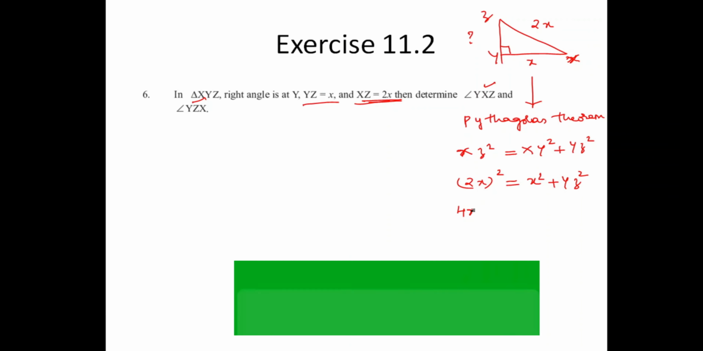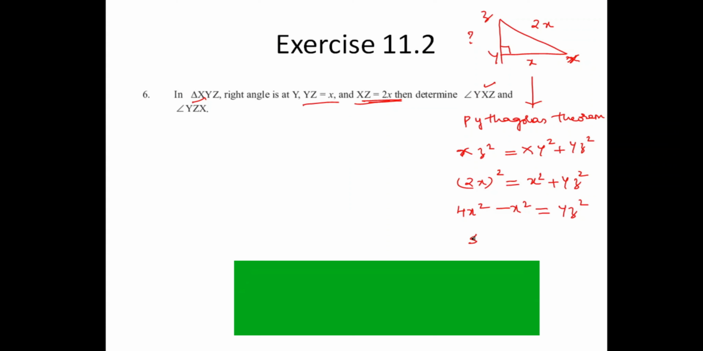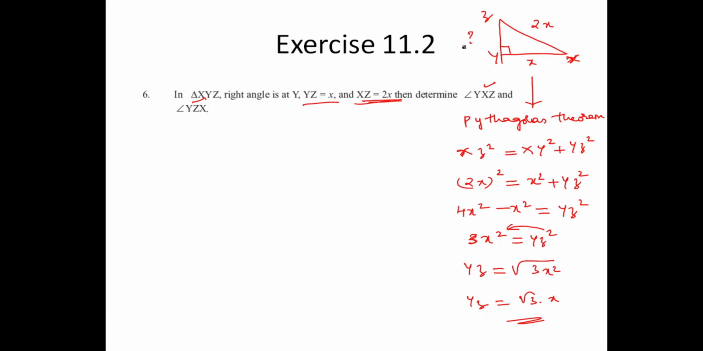So this becomes 4x square. I'm shifting the x square to the other side, so I have 3x square equal to YZ square. Shifting the square to the other side, I get YZ is equal to root of 3x square. Similarly, I can write this as root 3 into x only, because the root and square cancel. So the value of YZ came out to be root 3 into x, right?